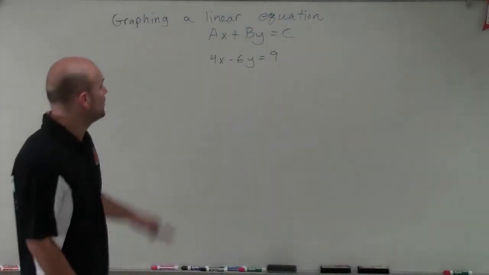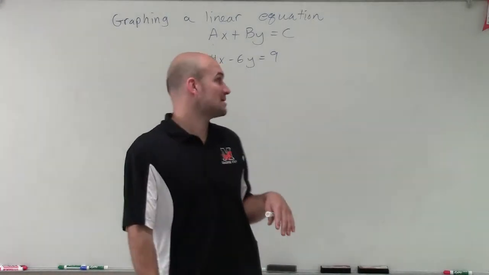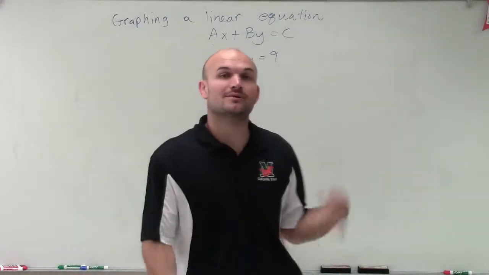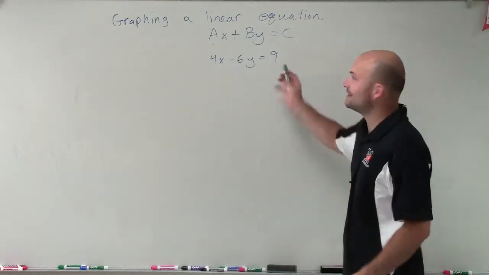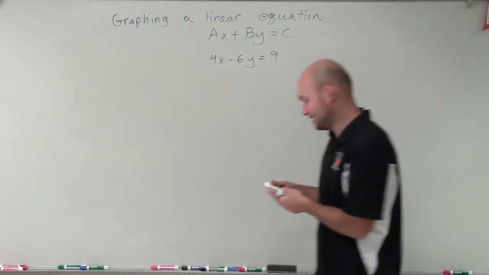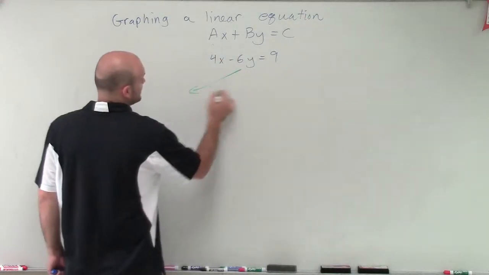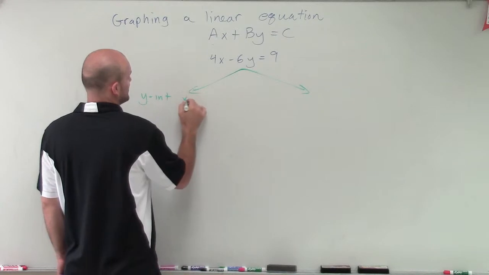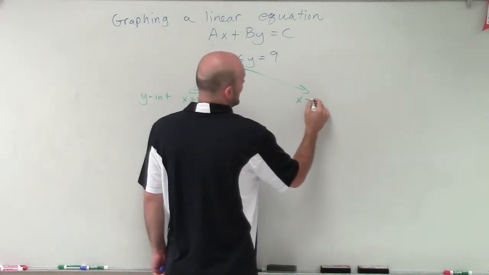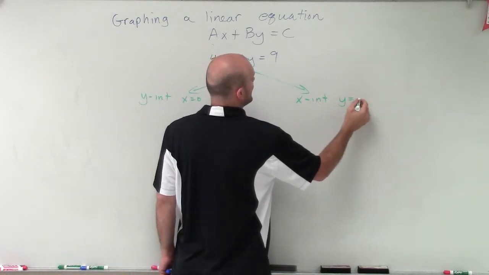Oh, cool. So what I have is 4x minus 6y equals 9. And what I'm going to do is show you how to graph this again by using our slope-intercept form. So again, in this case, we just want to figure out what our x and y intercepts are going to be. So I'll break this up into two different cases. I'll have my y-intercept is when x equals 0, and my x-intercept is when y equals 0.